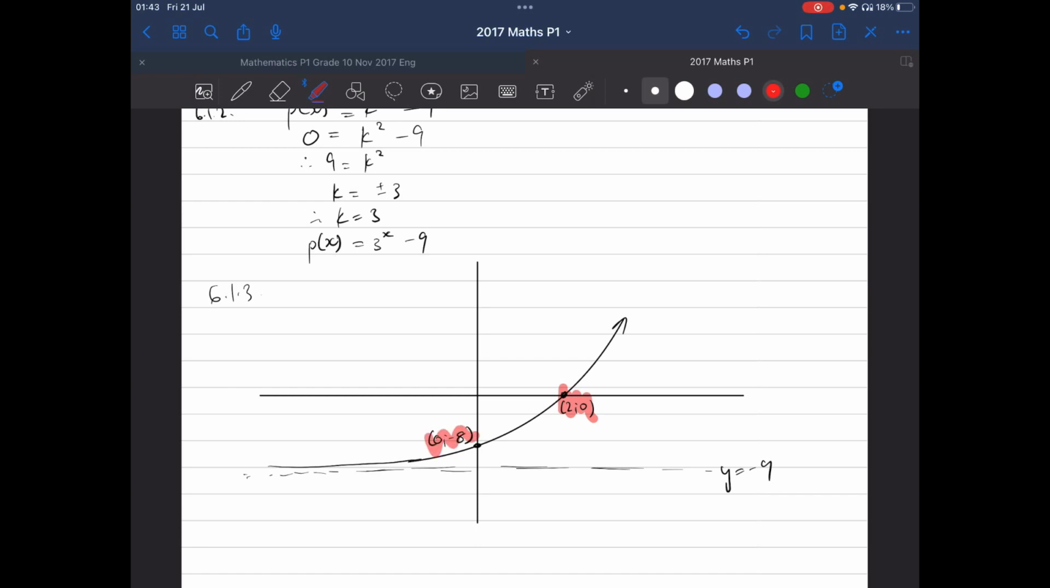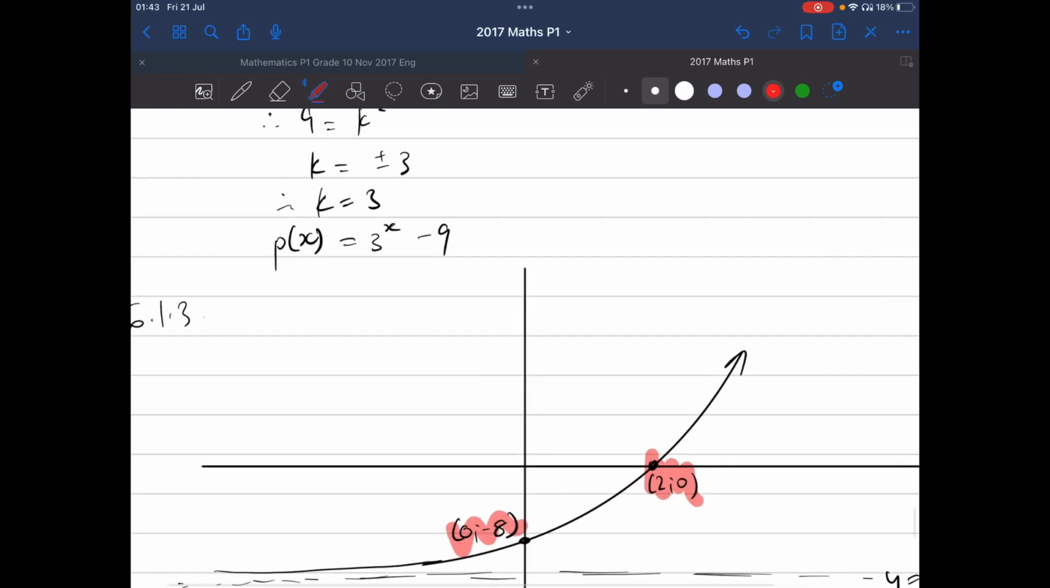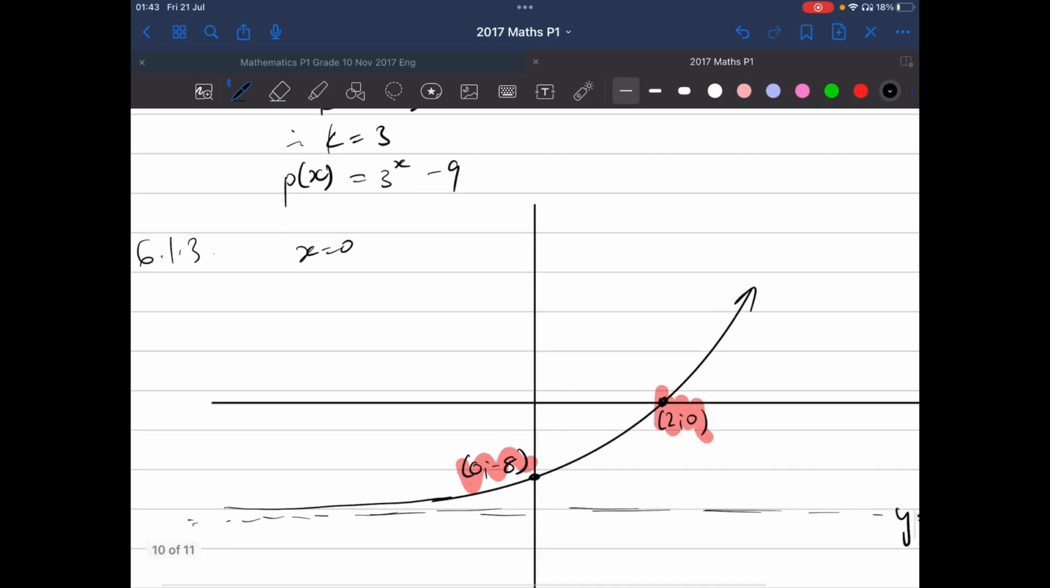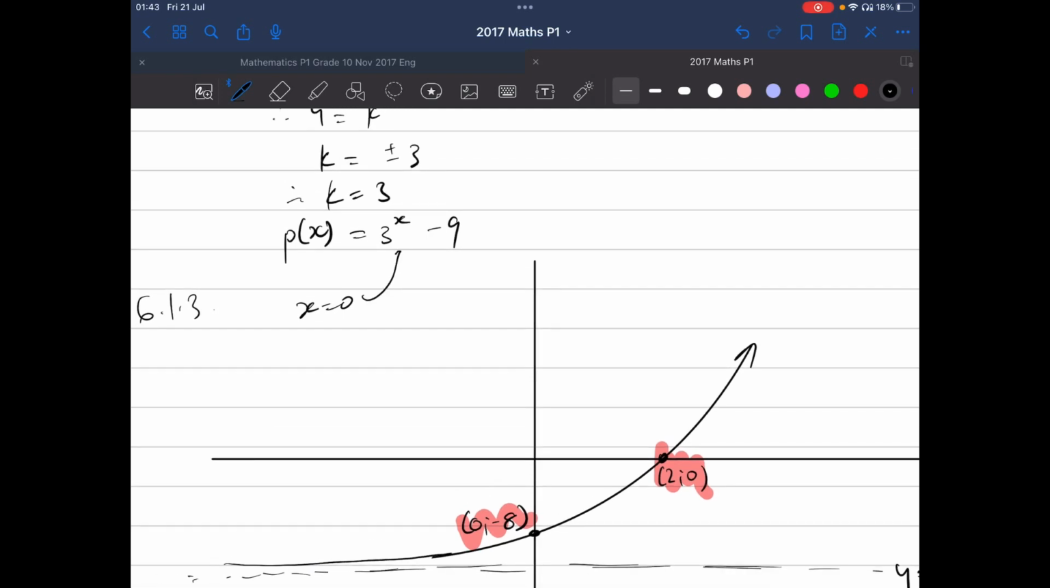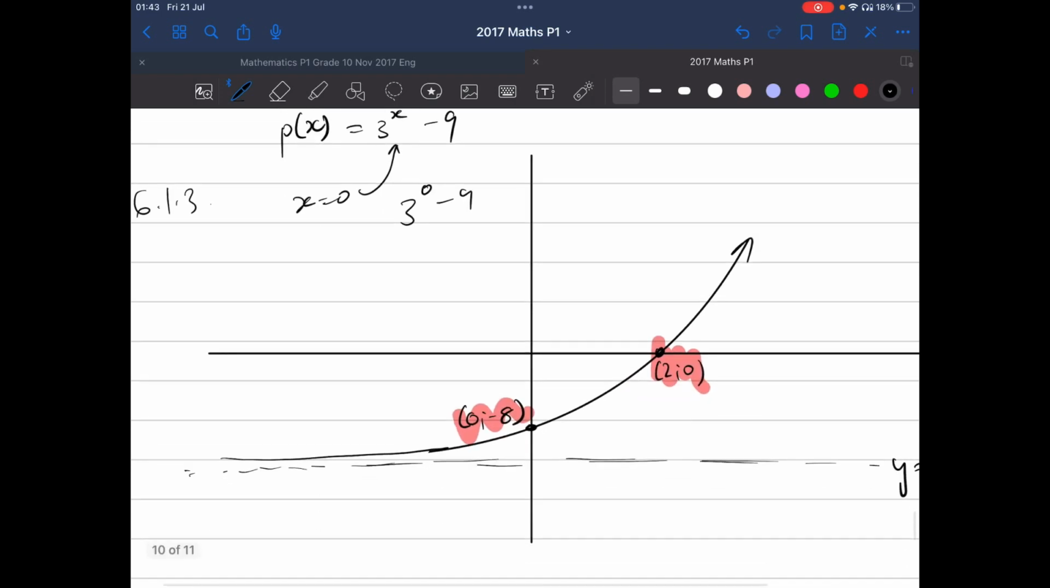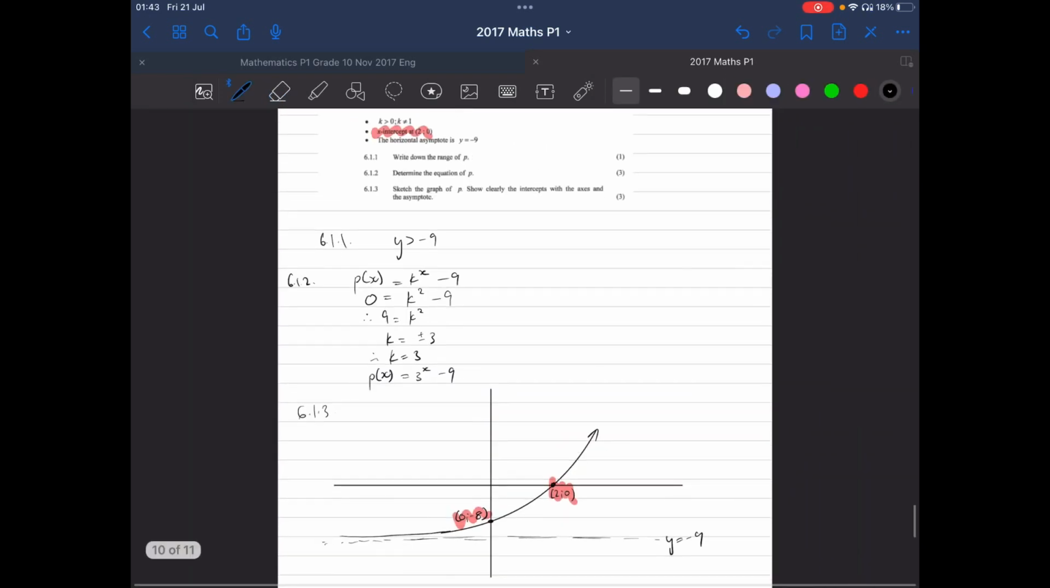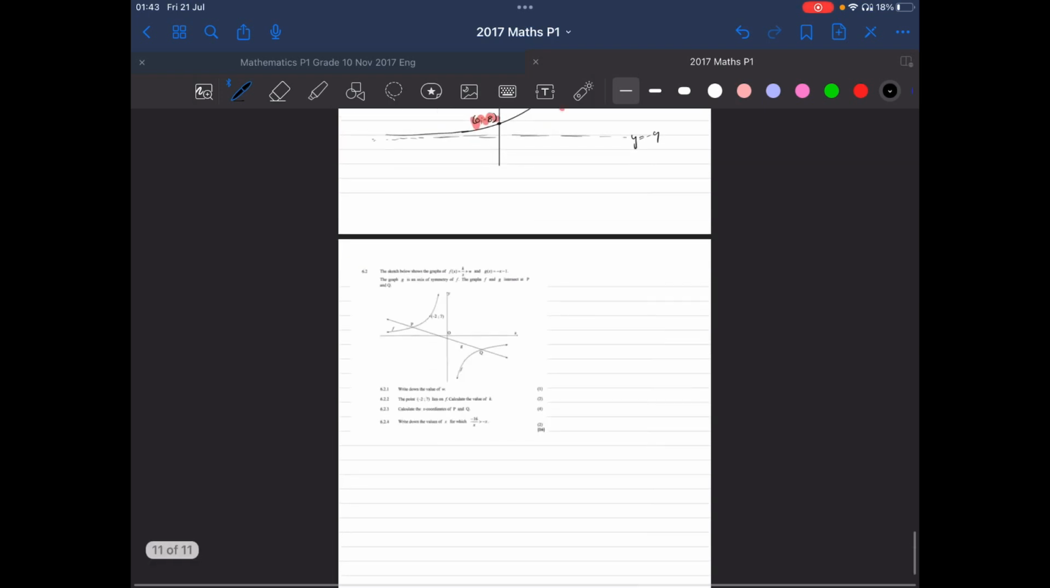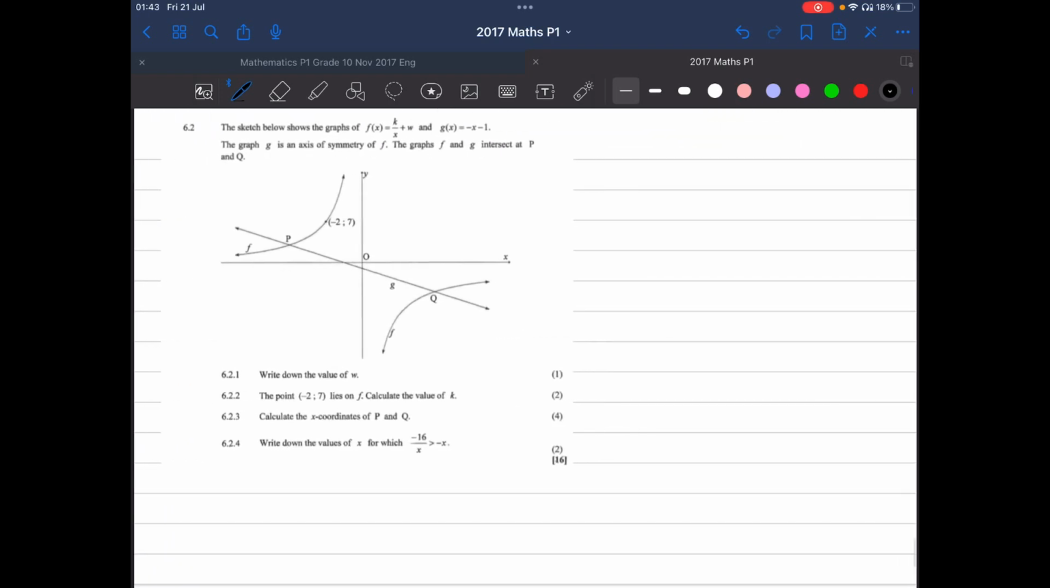Now to get the y-intercept, what you have to do is, remember at the y-intercept, x equals 0. Okay, so it's on the y-axis. So I just took 0, I inserted it there. So now we have 3 to the power of 0 minus 9. You put that into the calculator and you'll get minus 8. Okay, so then that's your y-intercept. So that's that question done. Let's move on to question 6.2.